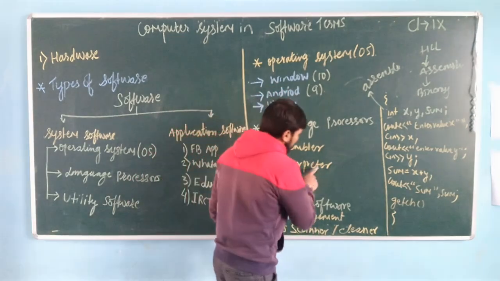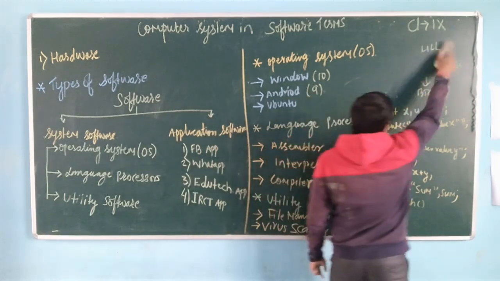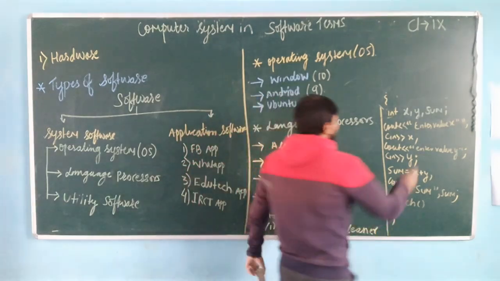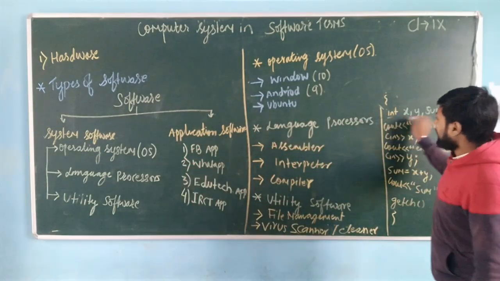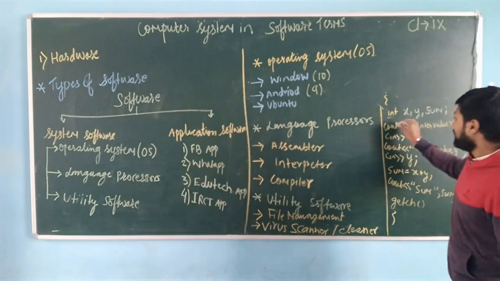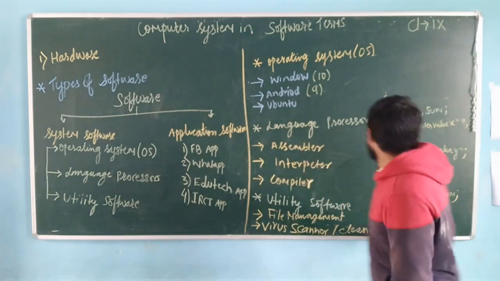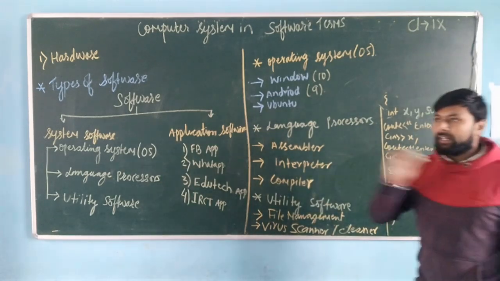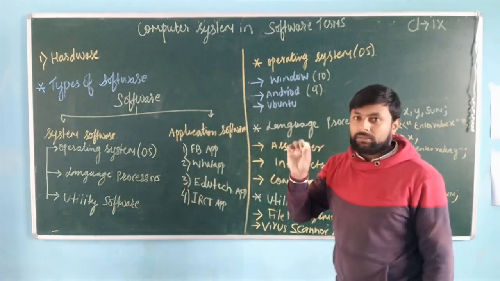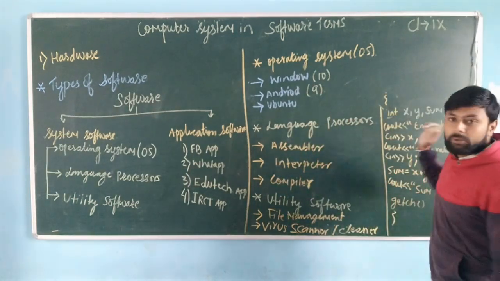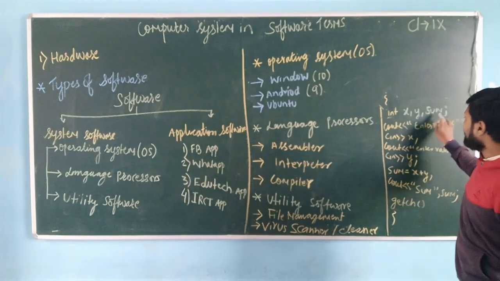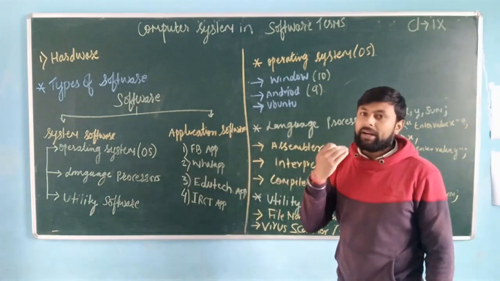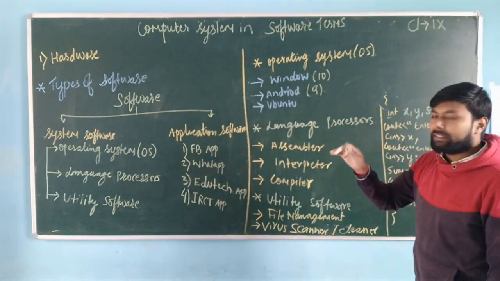Now see, what is the interpreter? Interpreter is also a language processor. When we are writing a program, we have to be careful about the syntax. This is the semicolon. When we write a sentence, we put a full stop; similarly, in programming we have a semicolon. If I miss this semicolon, the interpreter will reflect the error on my desktop, on my screen.